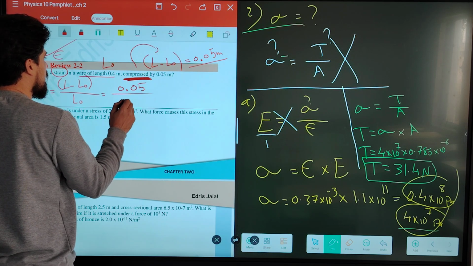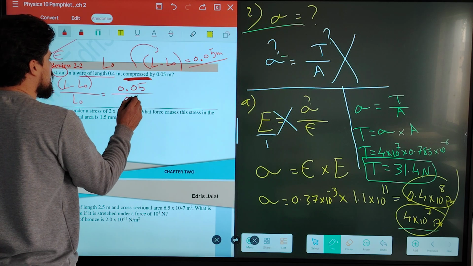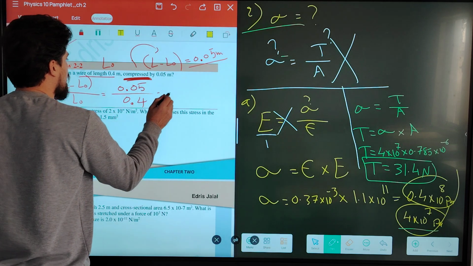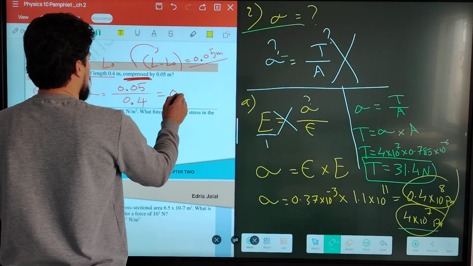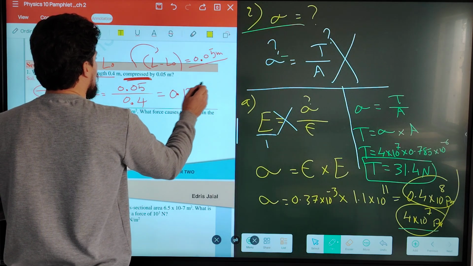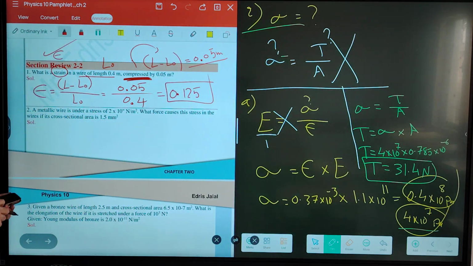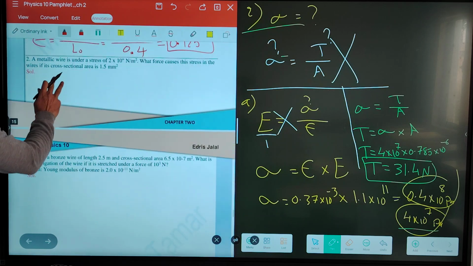0.05 divided by 0.4, which is equal to 0.125, unitless. Guys, be careful. It has no units.